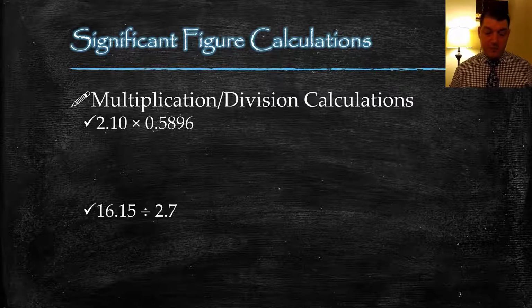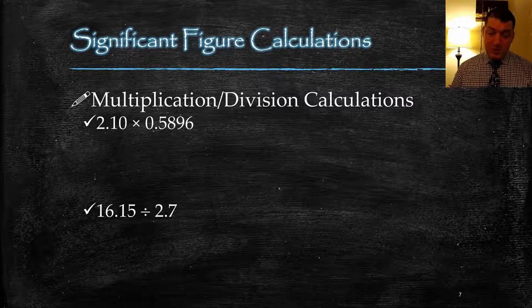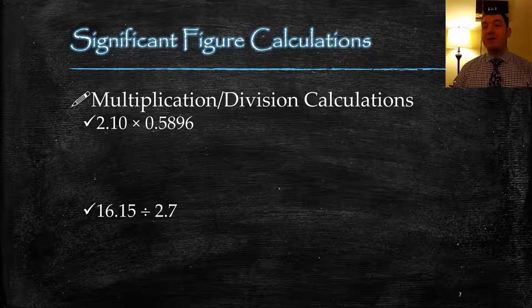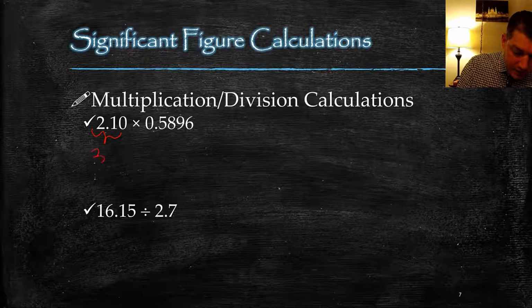First, we're going to multiply the two values, 2.10 and 0.5896. Again, the first strategy is to remember the rule. The rule when you're multiplying and dividing is the number of significant figures. 2.10, the 2 and the 1, non-zeros, are always significant. The 0 is a trailing 0, which can be significant, but only if I see a decimal place. There's a decimal place visible here, so since we can see the decimal place, this is a significant figure, which means that this value has 3 significant figures.